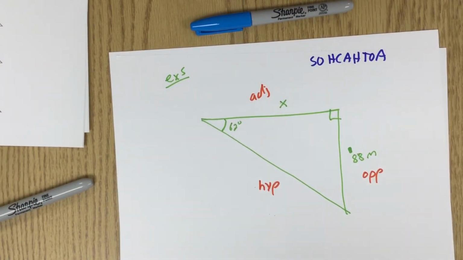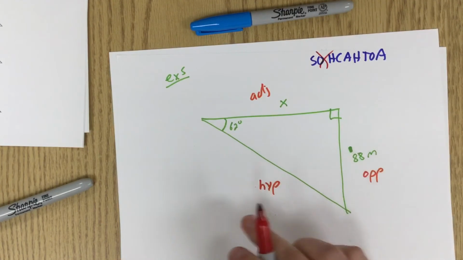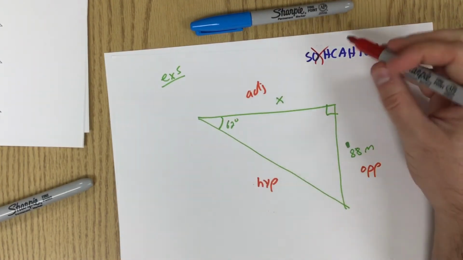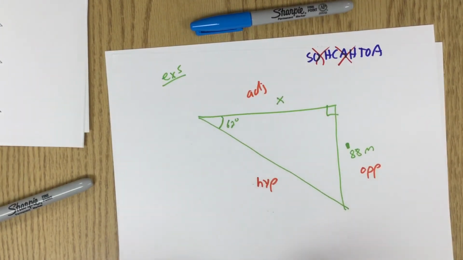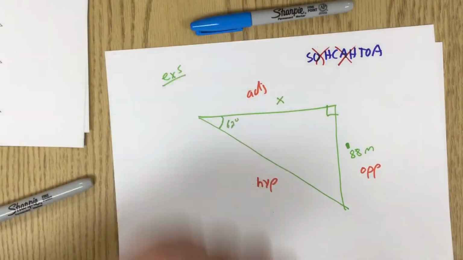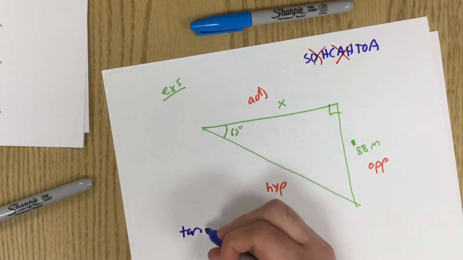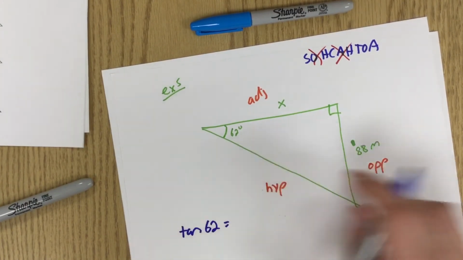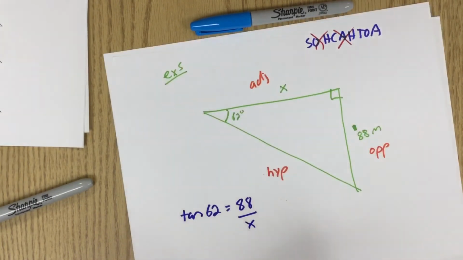We're going to figure out which ratio we're going to use. So sine is opposite over hypotenuse, no dice. Cosine is adjacent over hypotenuse, we still don't know the hypotenuse, no dice. Tangent is opposite over adjacent, that's the winner. So it's going to be tangent of 62 is opposite over adjacent.